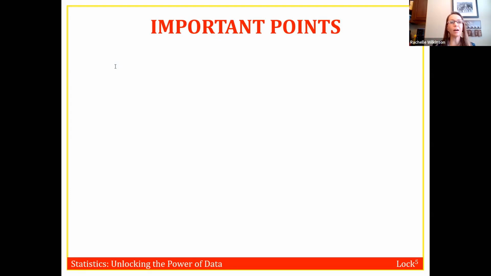So this idea of taking lots and lots of samples and then looking at the distribution of all the sample statistics from all those many samples that we're collecting is called a sampling distribution. So we're looking at a sampling distribution.